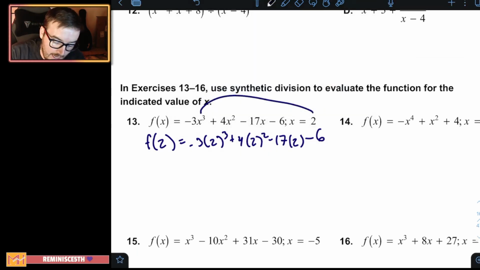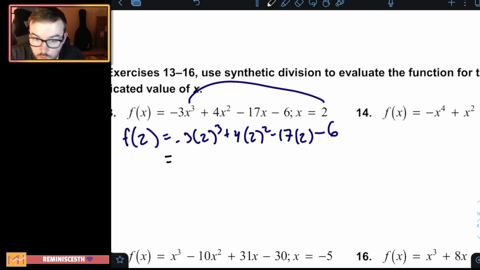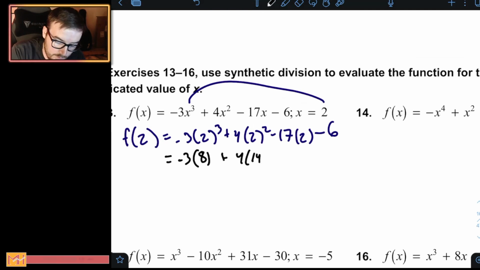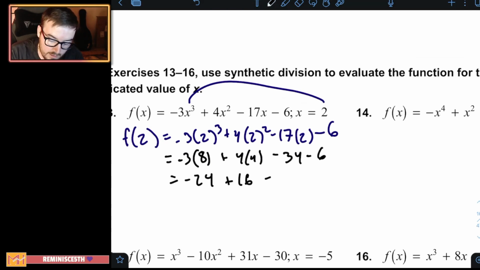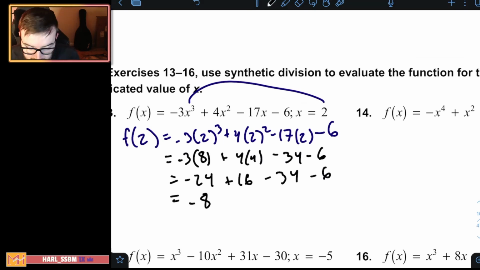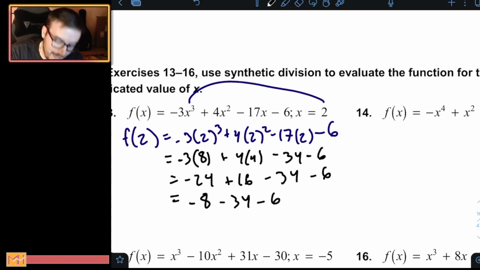Instead of breaking out your calculator and doing 2 cubed, which is 8, times negative 3, 2 squared, which is 4, and then, whoops, not 14. And then negative 17 times 2, which is negative 34. And then coming through here again and doing negative 24. I'm going to do it all the way out, right? Look at this work that I'm having to do. Negative 24 plus 16 is negative 8. Minus 34, minus 6. You end up with negative 42, minus 6, which is finally negative 48.